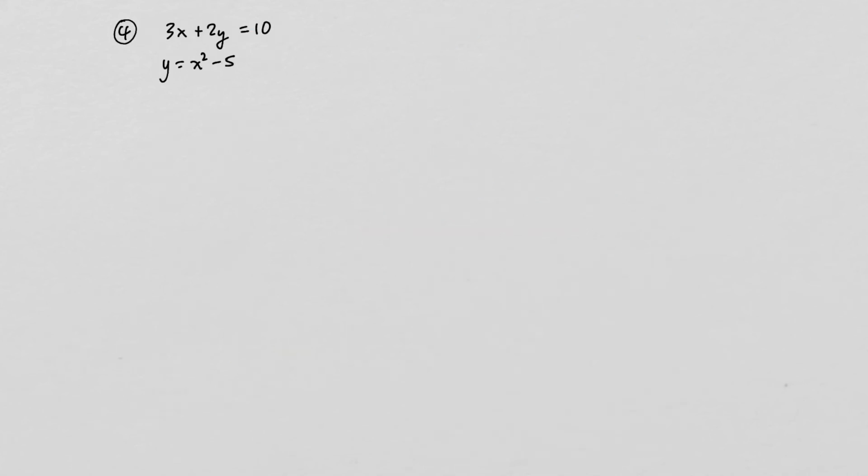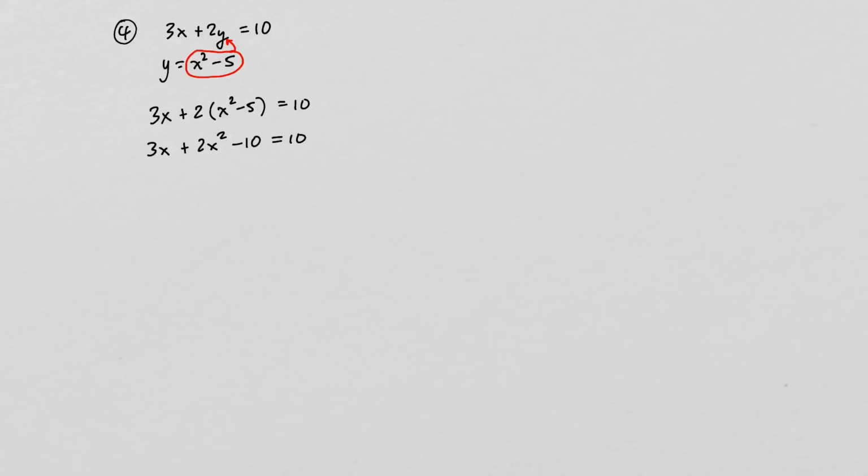All right, so for our last example, there's actually nothing spectacular about this problem. We have a line, 3x plus 2y equals 10, and a parabola, y equals x squared minus 5. I'm going to go ahead and use substitution. I can take this expression and substitute it in for y there. When we do that, we get 3x plus 2 times the quantity x squared minus 5 is equal to 10. Simplify, this is 3x plus 2x squared minus 10 equals 10.